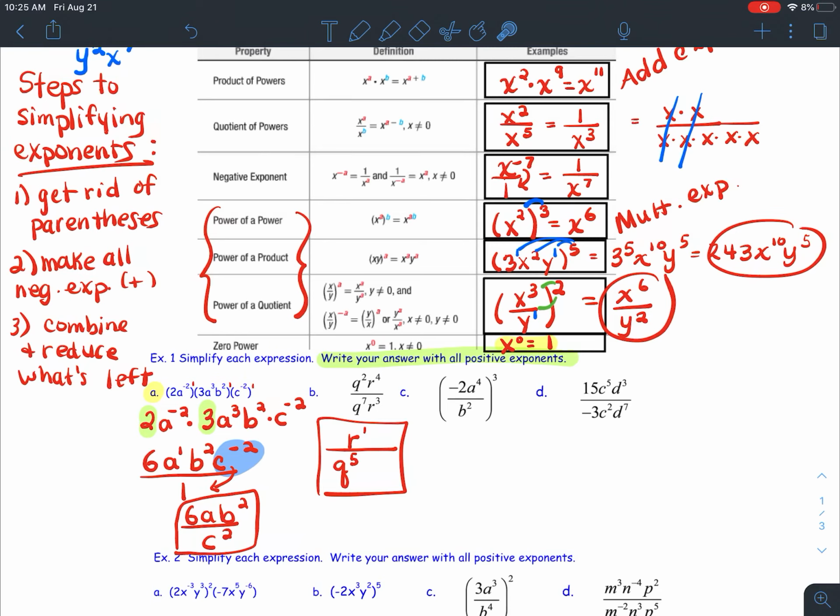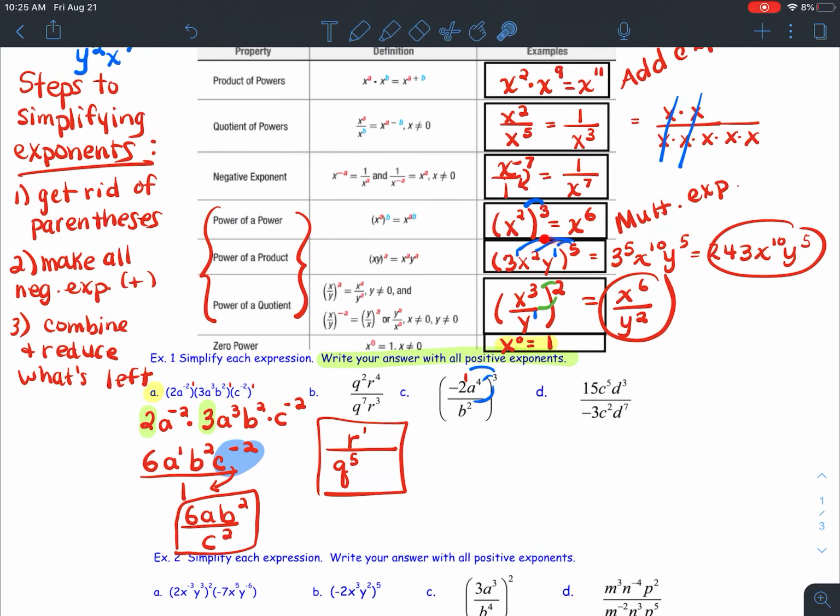Okay, let's look at example C. Now in example C, we do have parentheses. I notice that inside the parentheses, though, I'm not adding or subtracting things. So I'm going to go ahead and make sure I can see all my exponents. I'm going to draw in that 1 on the negative 2.